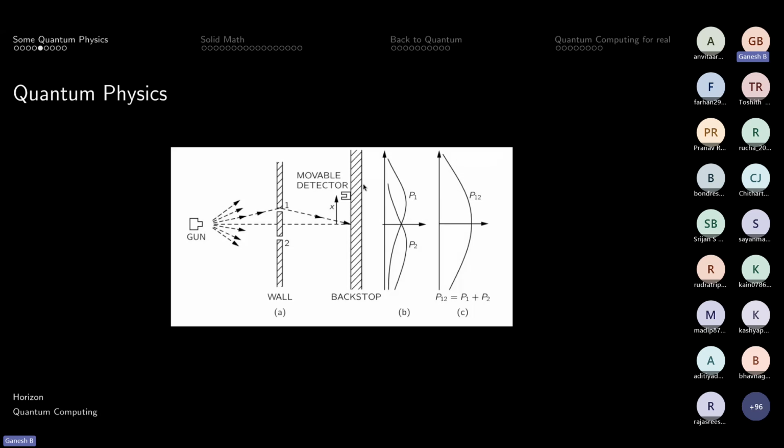Similarly, if I close slit 1 and open slit 2, I'll get a similar probability distribution P2. Now, basic math and intuition says that when I open both slits, the probabilities should just add up. And yes, it does. When I open both slits, the total probability is the same as adding the individual ones, when only one was open.